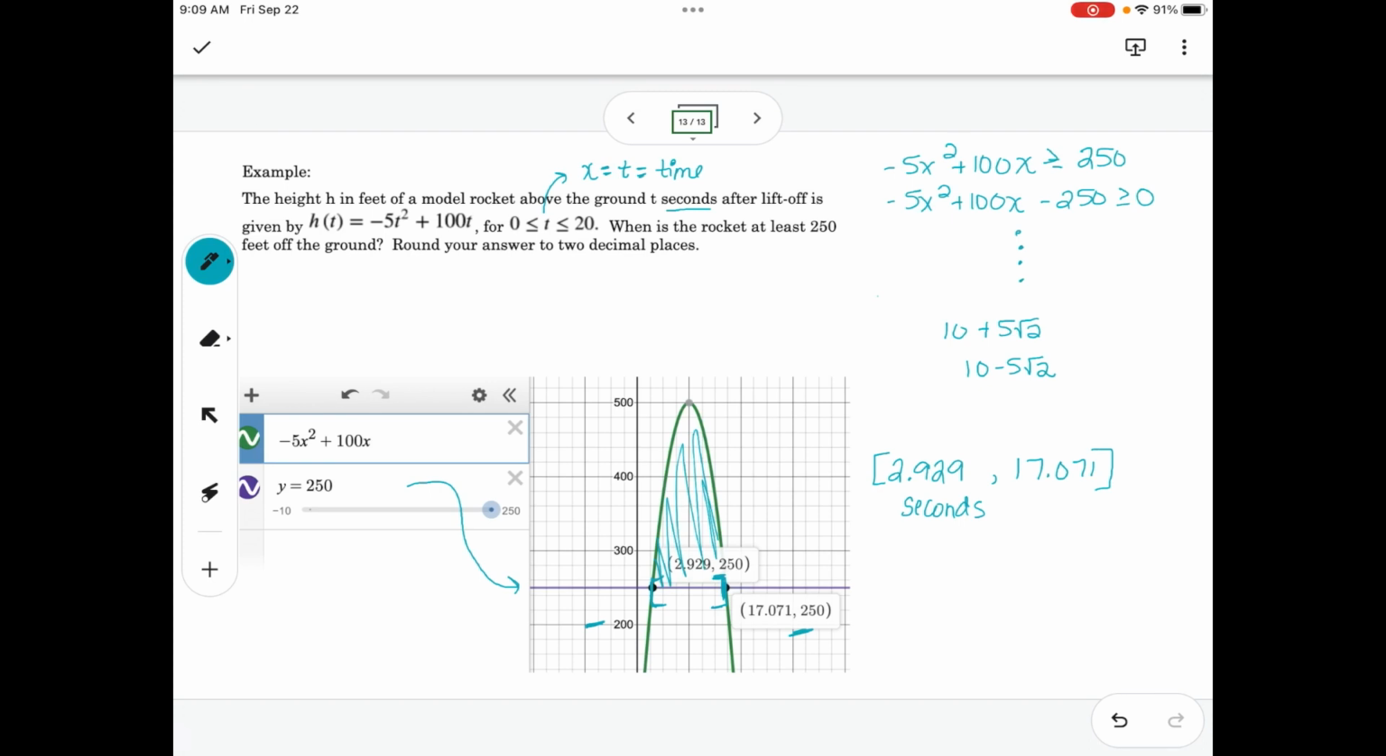So context matters with whether we can just jump to the graphing portion or if we have to use some algebra to help. So be careful of the context of the question.